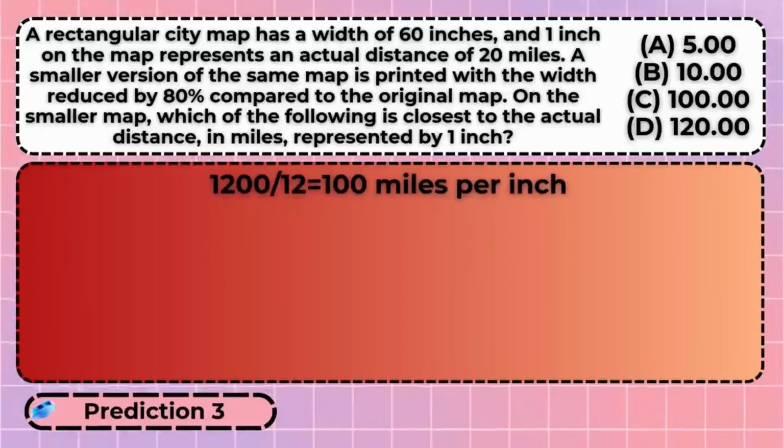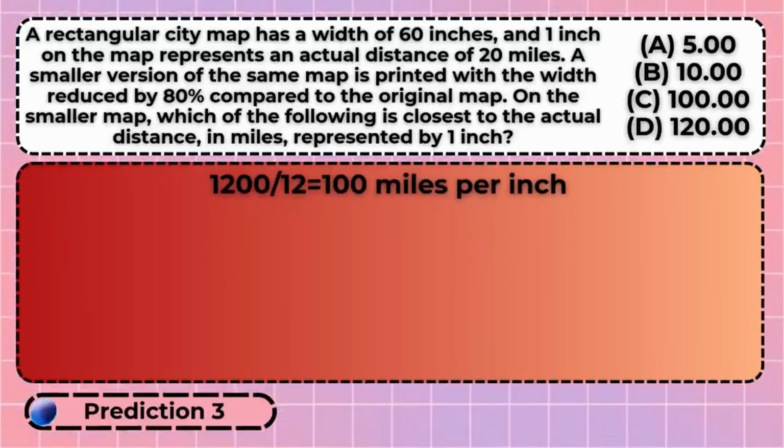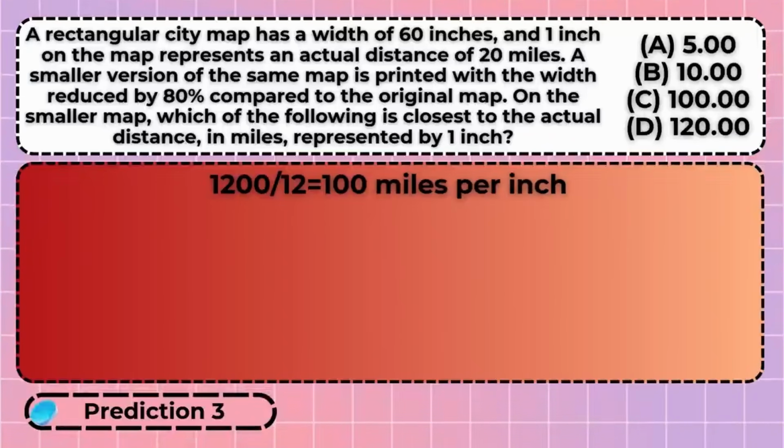So this is just a basic proportion problem where we're shrinking the map, but the real world area stays the same, meaning that each inch now covers more real distance. And notice how the SAT likes to set up trap answers here. For example, choice A, 5 miles per inch, and choice B, 10 miles per inch. Those choices might seem tempting if you misunderstood the problem and assumed everything was shrinking uniformly. But actually, when a map gets smaller, each inch covers more distance, not less, which is why the correct answer has to be a much larger number.